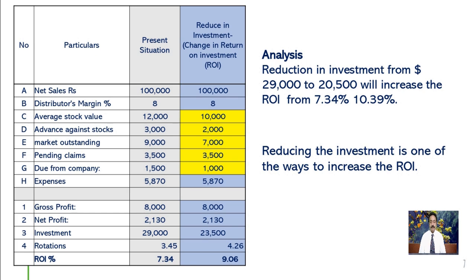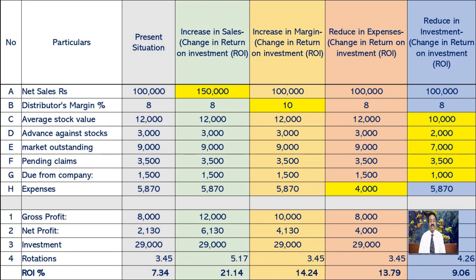So I explained you 4 ways to increase the ROI. Now all 4 ways you can see in this common sheet. The first one is case study, the second one is how if you increase turnover by 50%, how the ROI changes. The third one is if you change the distributor margin, how ROI changes. Third is if you reduce the expenses, how ROI changes. Fourth one is if you reduce the investment, how ROI changes.